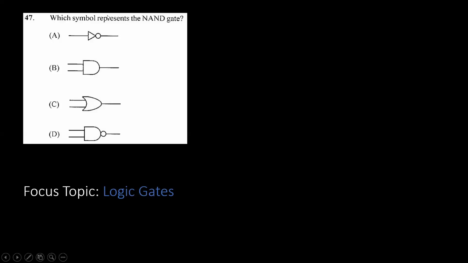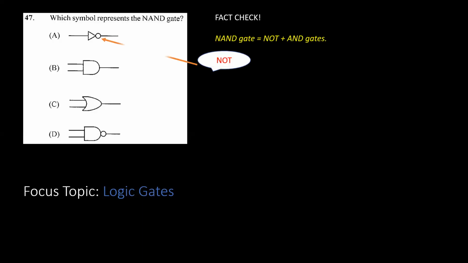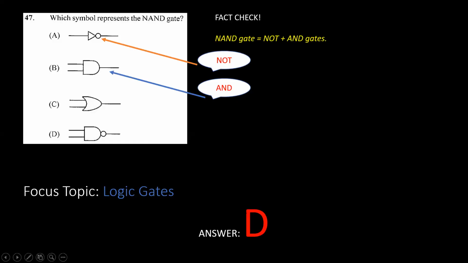47, which of the following is the NAND gate? Now, the NAND gate is equivalent to the NOT and the AND gate combined. We see the first one is a NOT gate, indicated by a circle at the end. So we can use that. And we know that the second figure is an AND gate. And so if those two are combined, it gives us the answer to be D.